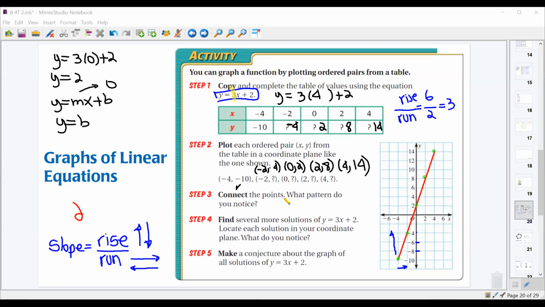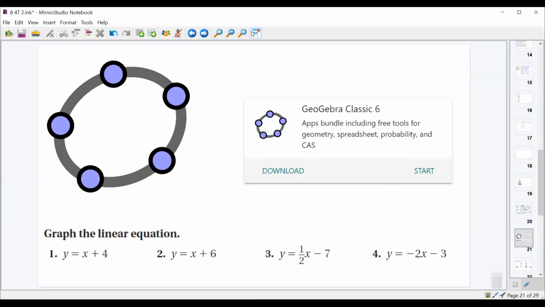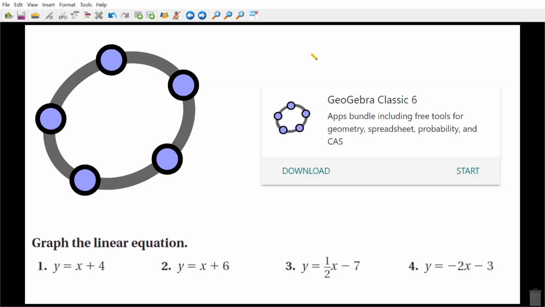Now, number 4, find more solutions of y equals 3x plus 2. Locate each solution in your coordinate plane. What do you notice? Ms. Herrera, that's exactly what we're going to be doing in the following step, okay? The following step is called GeoGebra. Now, guys, there are 2 possibilities for the following activities and what GeoGebra is going to be useful for.